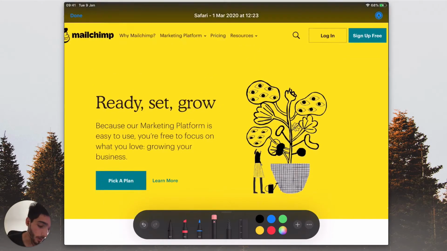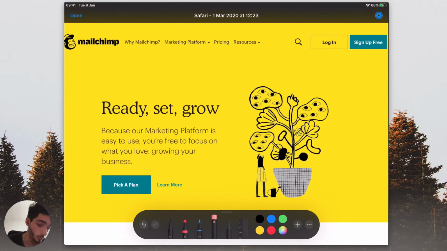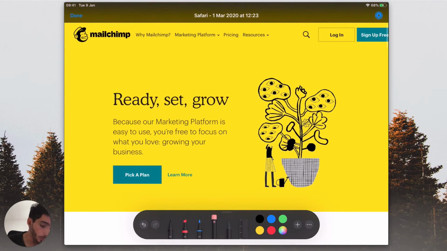So I have my iPad here to create some notes and show you what I'm talking about, and basically let's start off the top of the page.